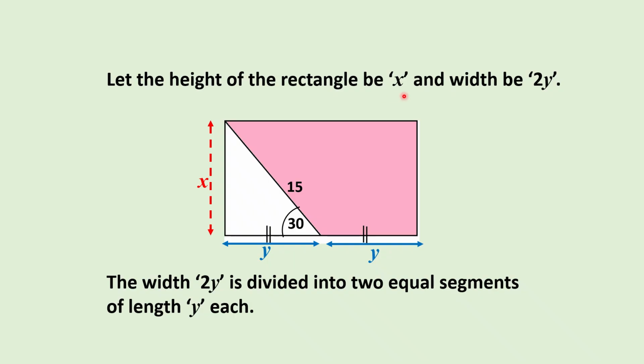Let the height of the rectangle be x. The height of the rectangle is x and the width is 2y, so that when you take the midpoint, each half will be y. So height is x and the width is y plus y. Now let us see how to solve it.